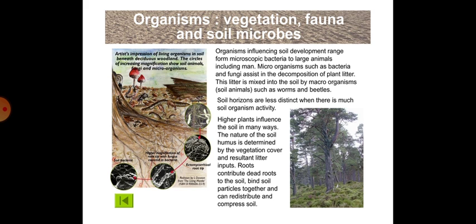Higher plants influence the soil in many ways. The nature of the soil humus is determined by the vegetation cover and resultant litter inputs. Roots contribute dead roots to the soil, bind soil particles together, and can redistribute and compress soil, as you can see in the figure.